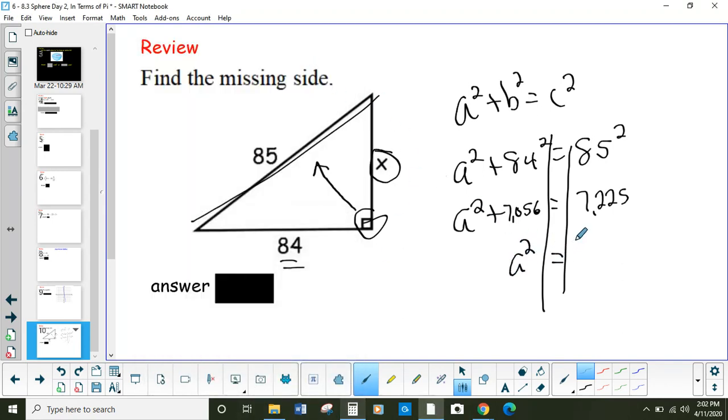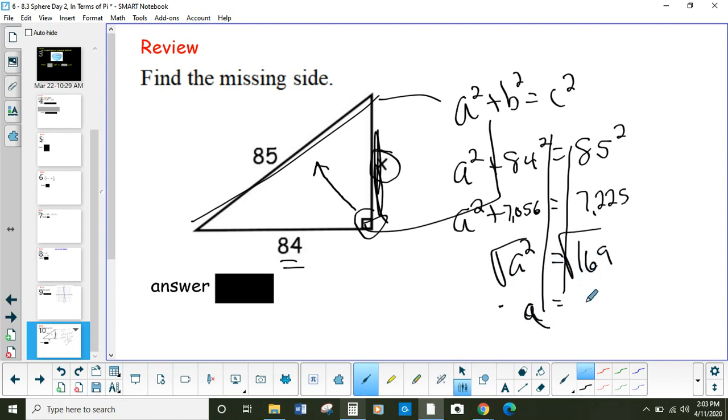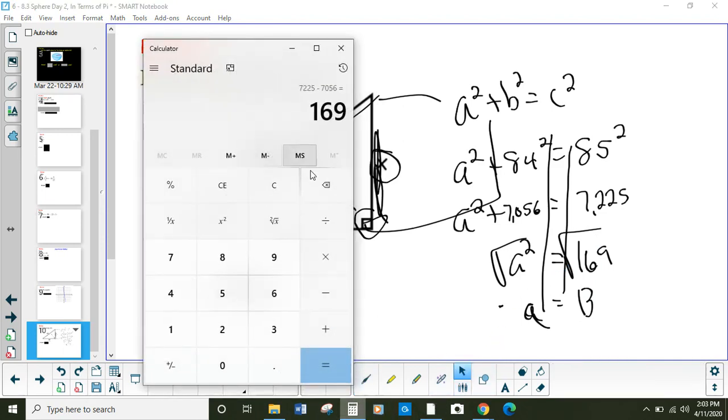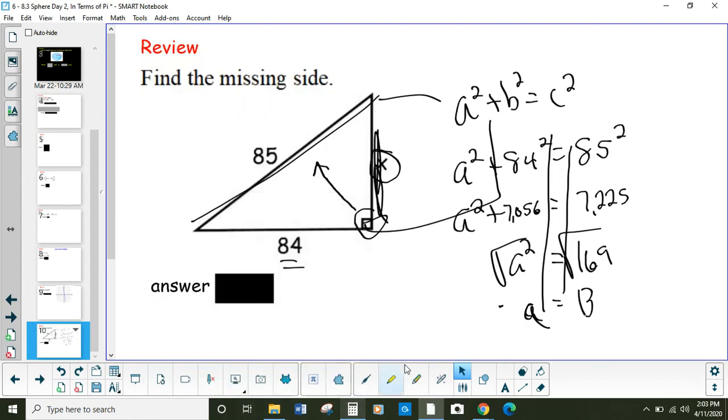A squared is 169. But I need a, right? This is what this square is. I want to know what just one side is, so I take the square root of both sides. That makes a squared become a, and the square root of 169 is 13. And in your calculator, you would have 169. You would just hit the square root button, right? Just like that. Okay, and then we get our answer.